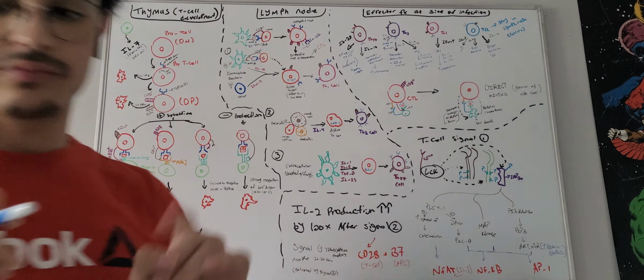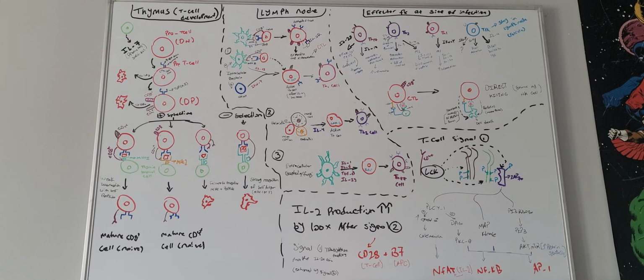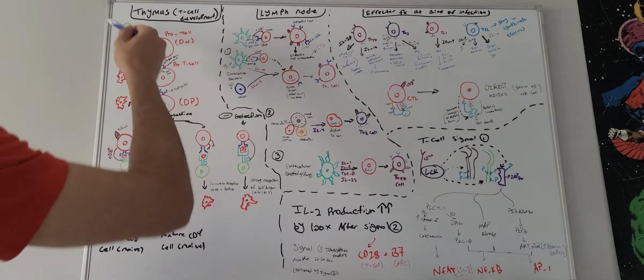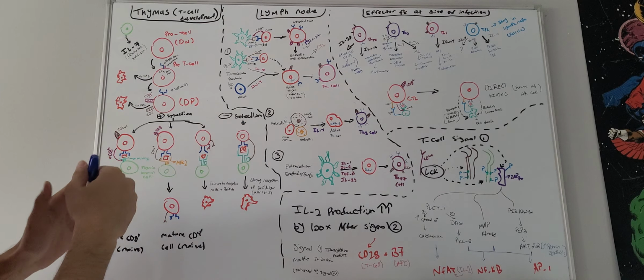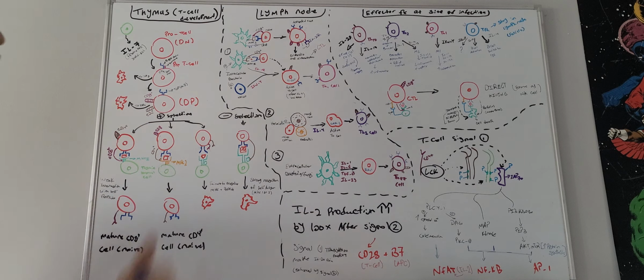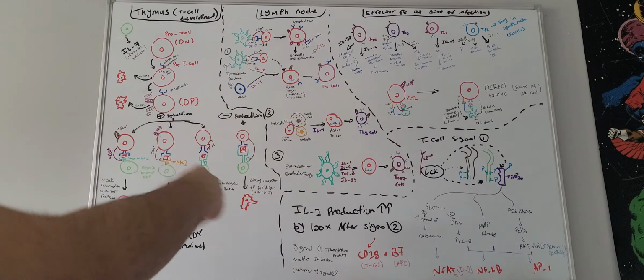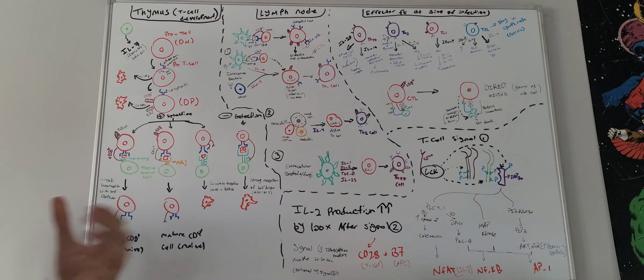Very quickly, I just want to talk about everything that we have going on here. We're going to go through some things about the T cells: what's happening in the thymus, what's happening in the lymph node, and what's happening at the effector at the site of infection. Within the thymus, this is where T cell development happens.